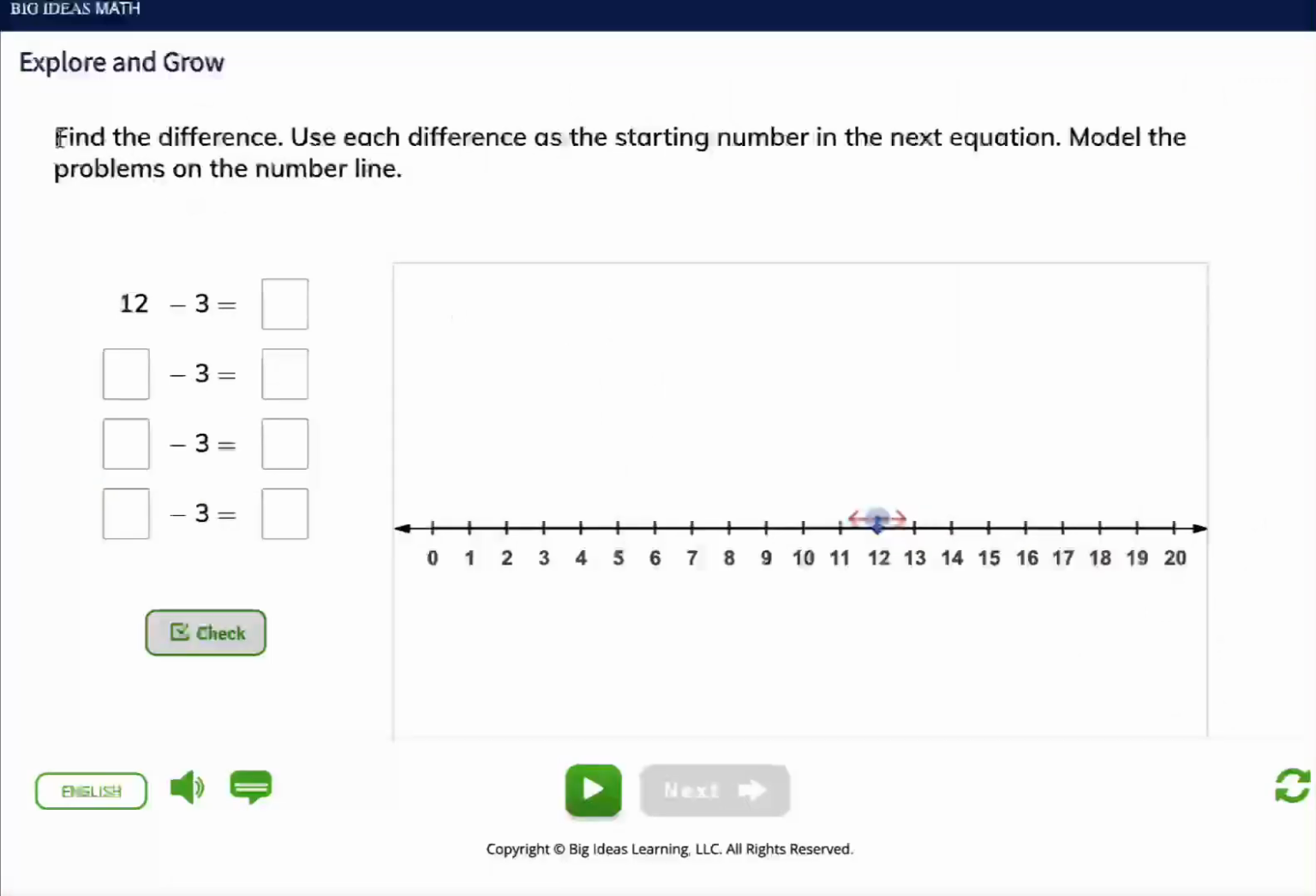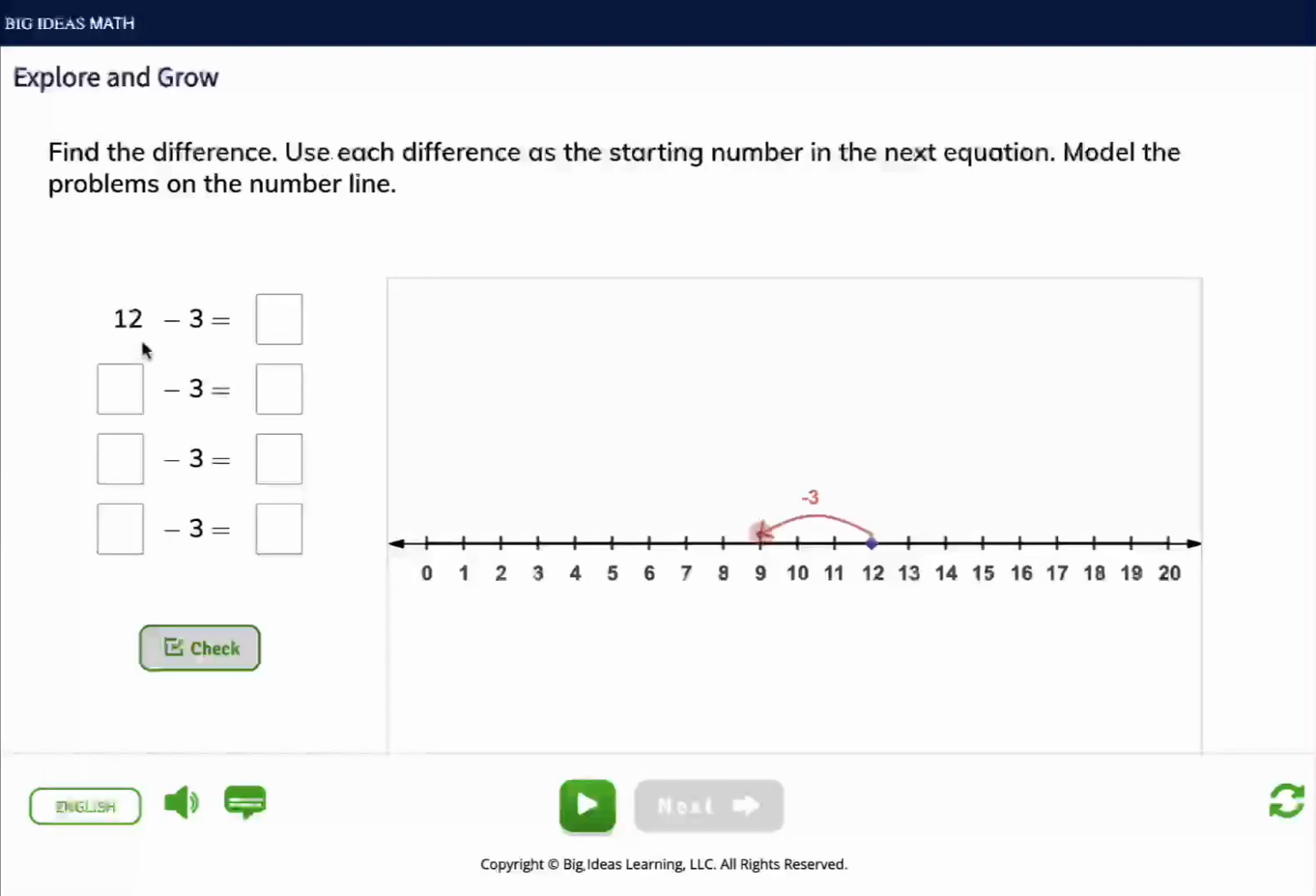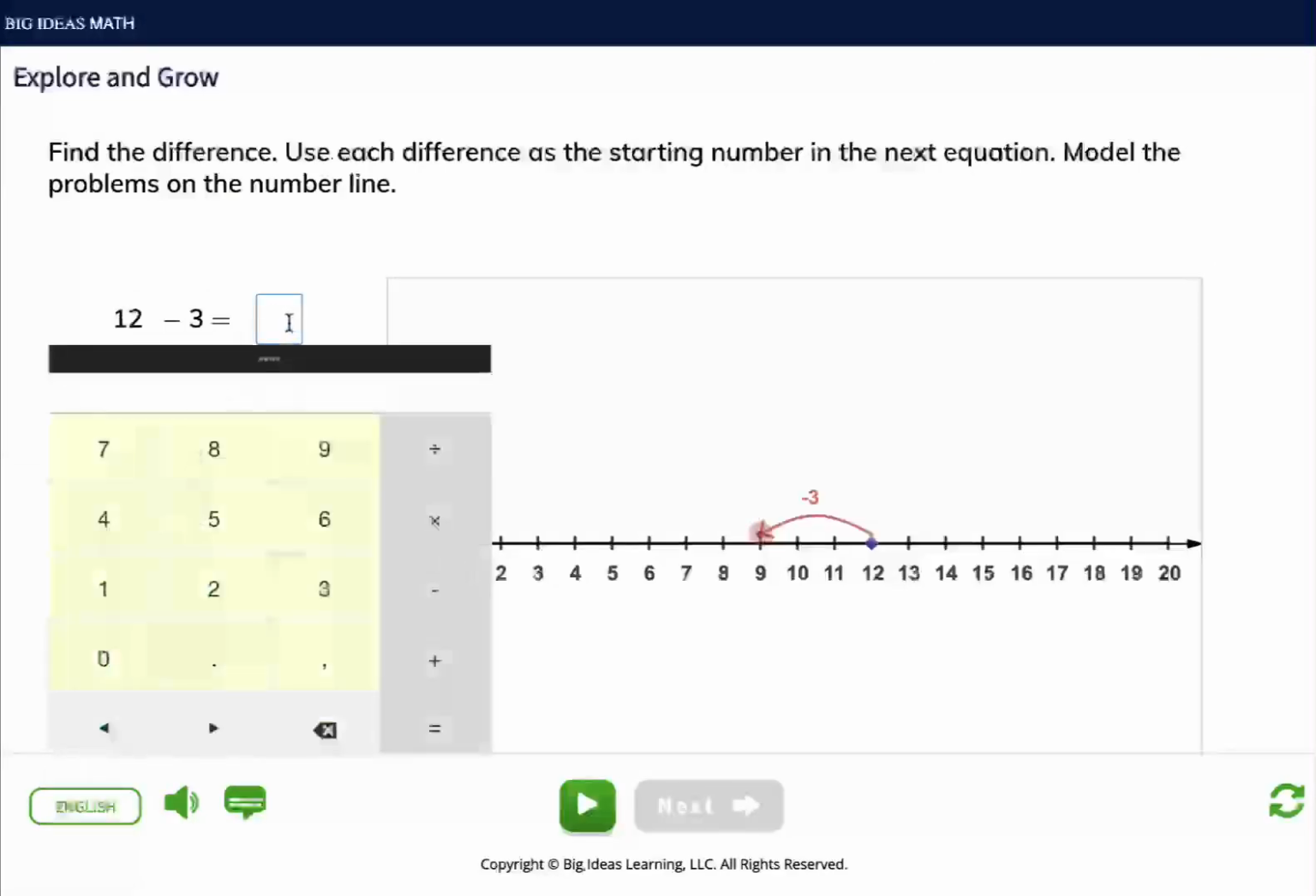Okay, here we need to find the difference and use each difference as the starting number in the next equation. Model the problems on the number line. So we start at 12, and we subtract 3. If we subtract 3, we land on 9. So 12 minus 3 equals 9.